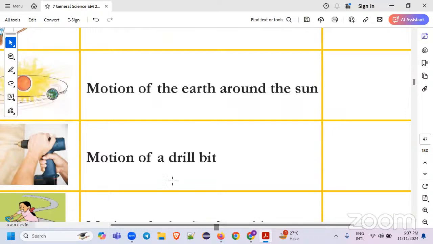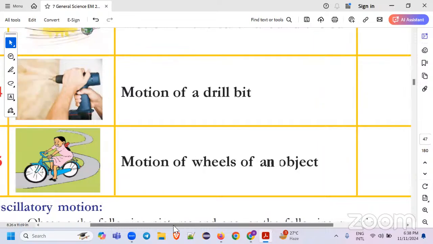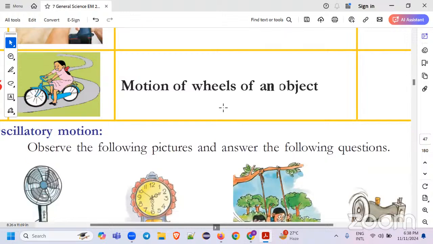Motion of a drill bit. See, it rotates, and it also moves straight. And it has a translatory motion as well as a rotatory motion. And later, motion of wheels of an object. See, the wheel is rotating around an axis. At the same time, it is moving along the road. So it has a translatory motion, and also it has a rotatory motion.